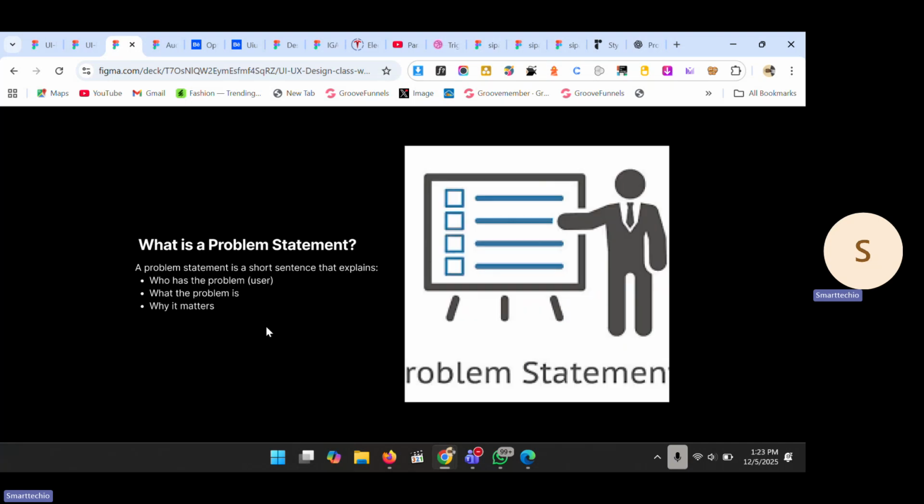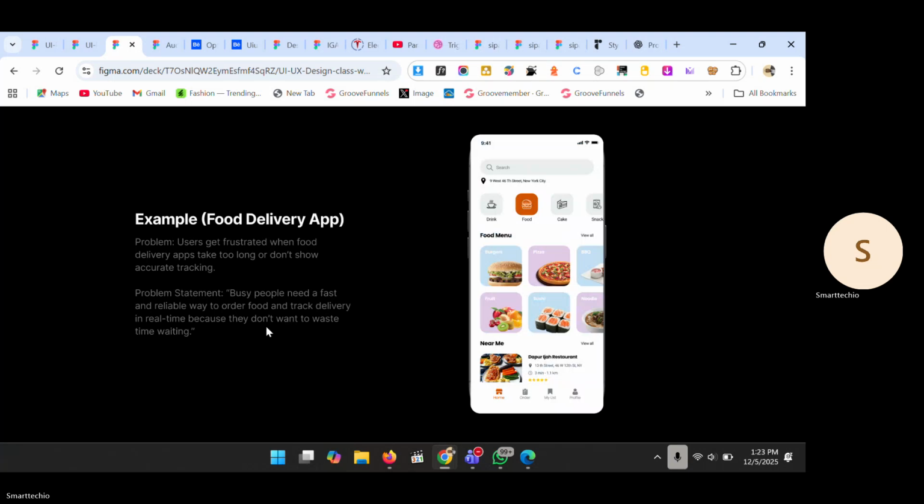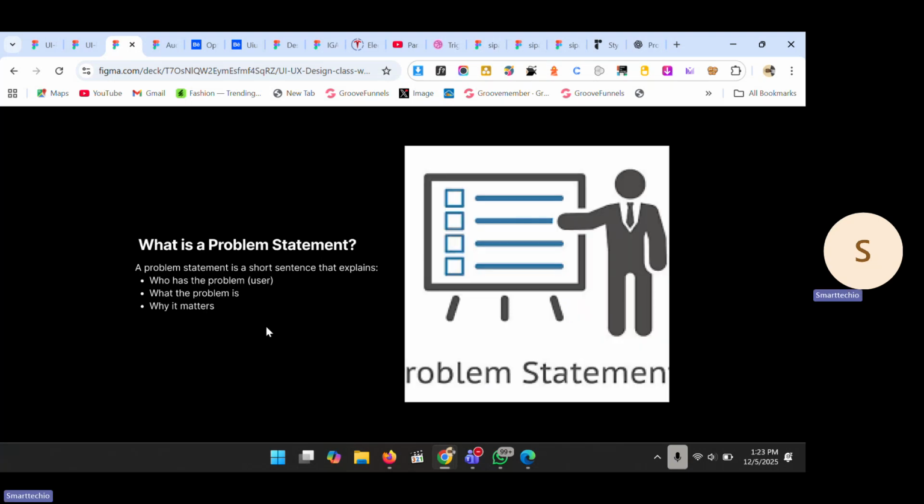Then, what is a problem statement? A problem statement is a short sentence that explains who has the problem, what the problem is, and why it matters. That is, who are the people that are having the problem, which are the users. What kind of problem are they having? They get frustrated because the food takes too long before it gets to the user. So, why does it matter? That's about the problem statement.